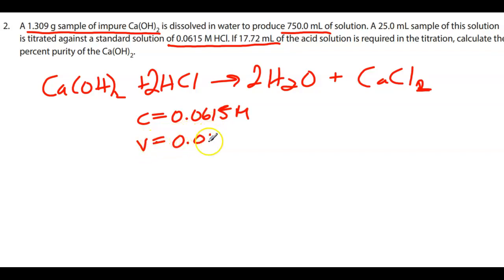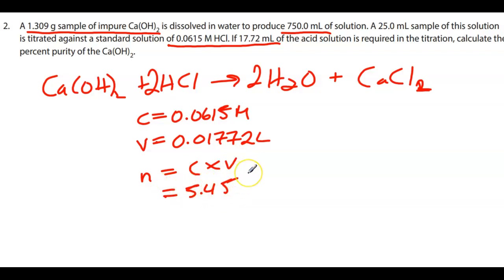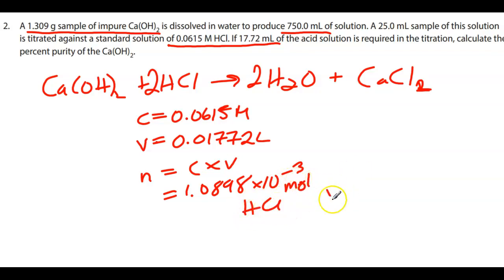Volume is 0.01772. So if we find the moles here, it would be C times V. So our moles in this case is going to be 5.45. Oops, nope. My mistake. So the moles are going to be 1.0898 times 10 to the negative 3. So that is for HCl, right? So it is a 1-to-2 ratio.